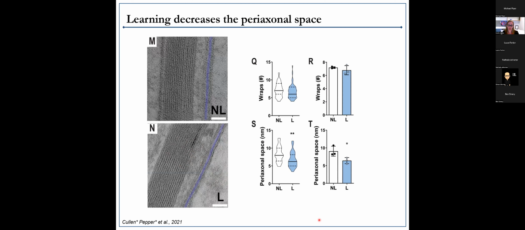So I went back and re-quantified this, and I found that there was a decrease in the size of this space called the periaxonal space. This is a fluid-filled space that is really important for modulating conduction velocity as well.